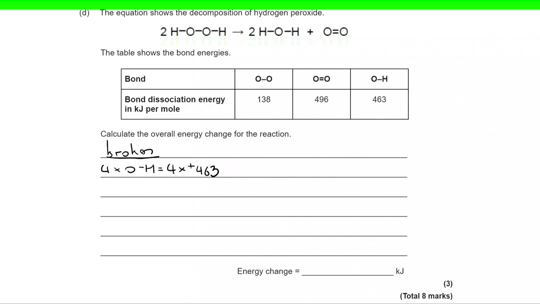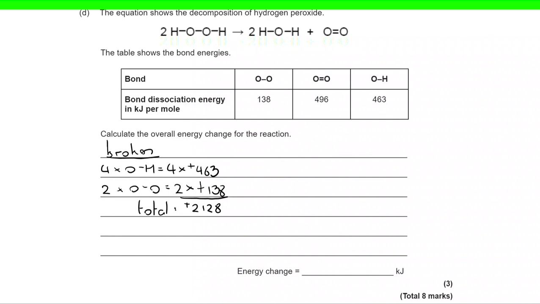So that's 4 times 463. Now you'll notice I've put a plus sign here as well. That's because breaking bonds is endothermic, and endothermic is positive. Going to do the same again with the oxygen. I'm breaking 2 O single bond O bonds, and they are 138 kilojoules per mole. Also positive because I'm breaking the bond. In total, that means that we have got 2,128 kilojoules, and that's a positive value.